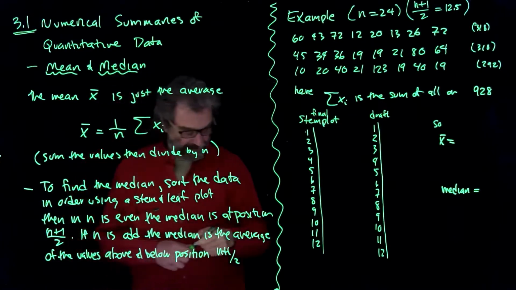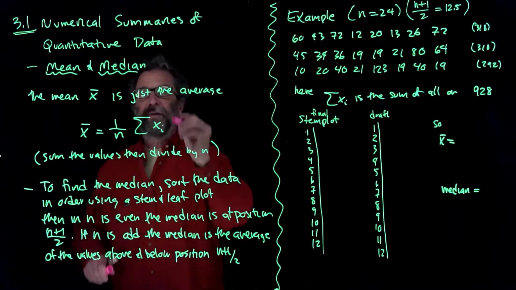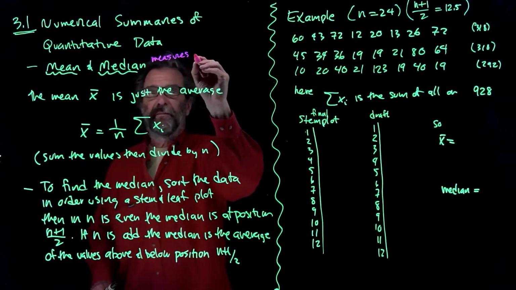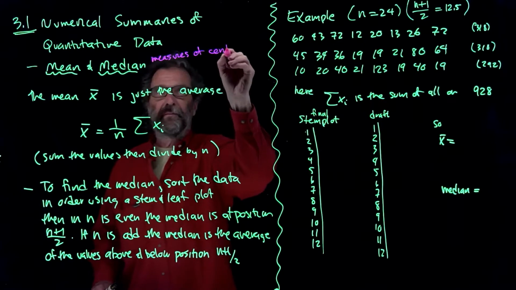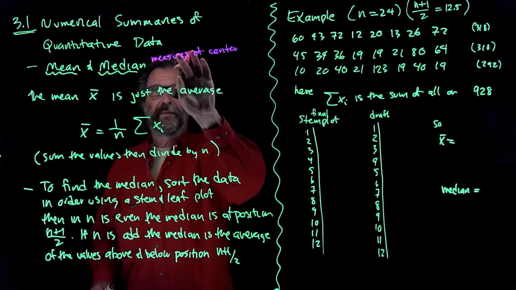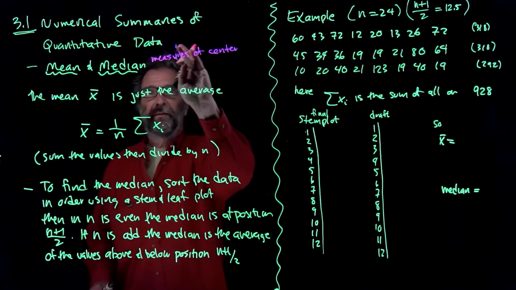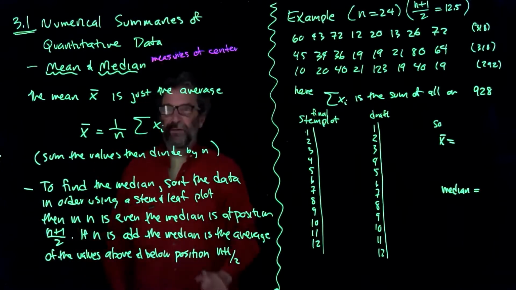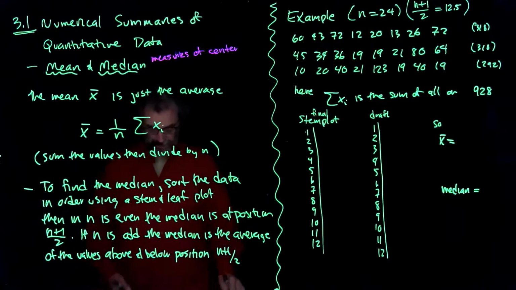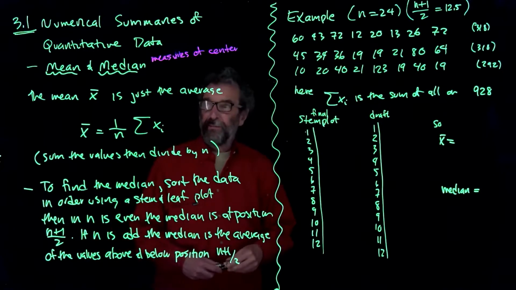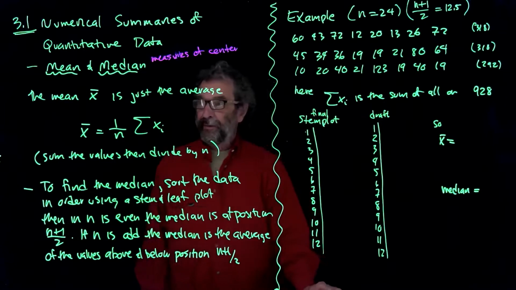Measures of center. I better change my color here. Measures of center. Find the center value in the data set. There are different kinds of centers. The mean and the median are the most popular measures of center.